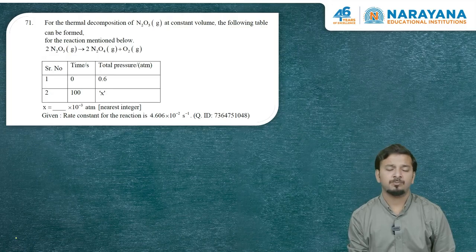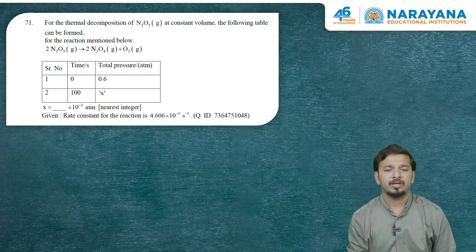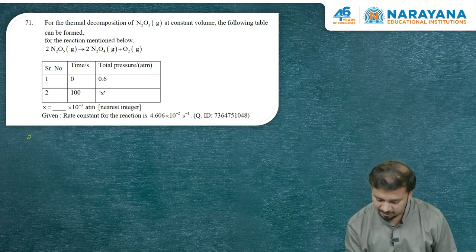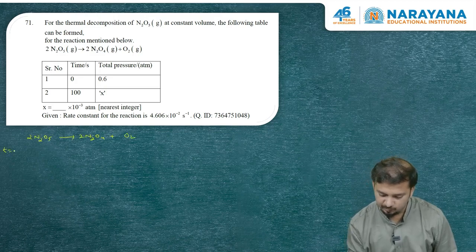Moving to next question. Question is, for the thermal decomposition of N2O5 at constant volume, the following table can be formed for the reaction mentioned below. 2N2O5 gives 2N2O4 plus O2. Okay, so reaction given is 2N2O5 will give 2N2O4 plus O2 at T is equal to 0.